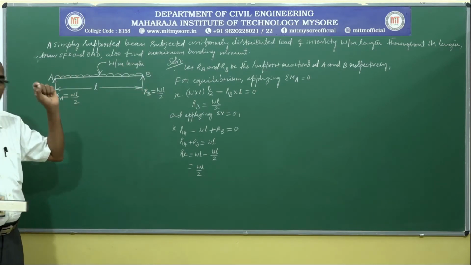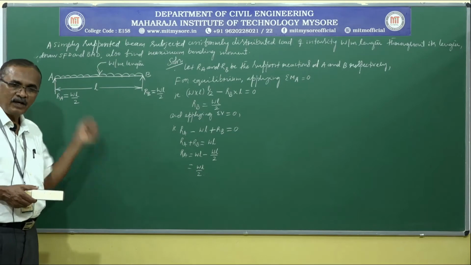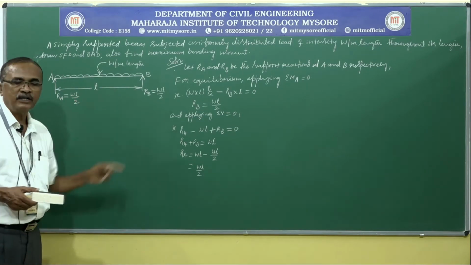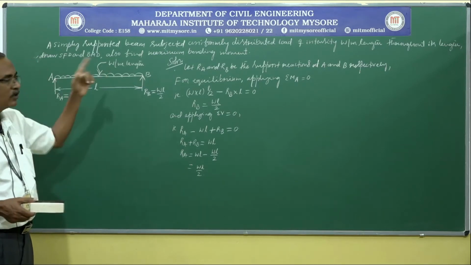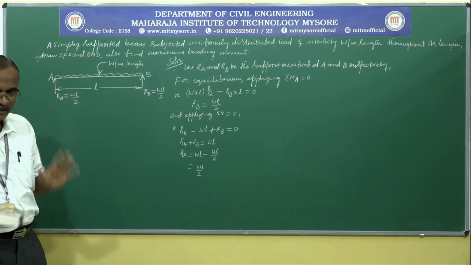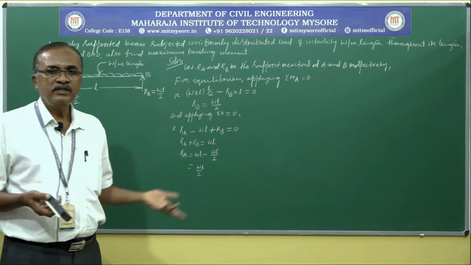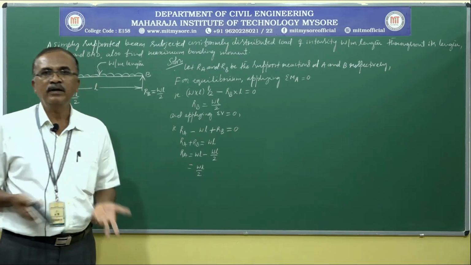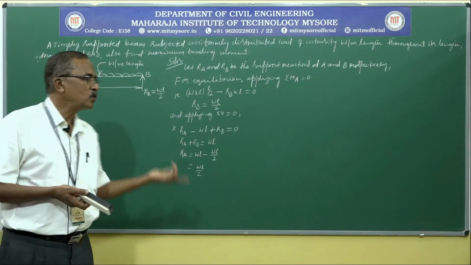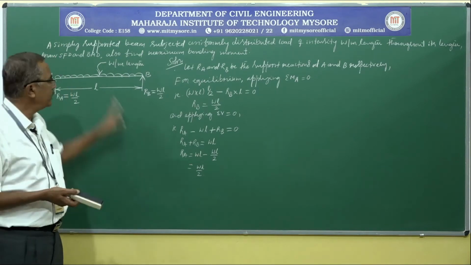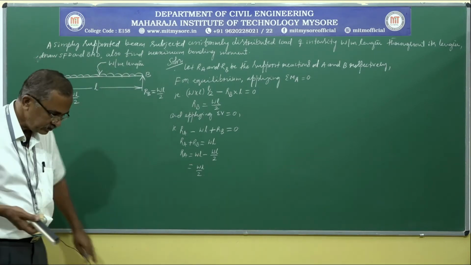But after solving so many problems, here onwards you should be able to tell the support reactions just by observing the loading condition. If a simply supported beam is subjected to a uniformly distributed load throughout, then the reactions at the supports are always equal. That is equal to the total load coming on the beam divided by 2, and it is the standard case.